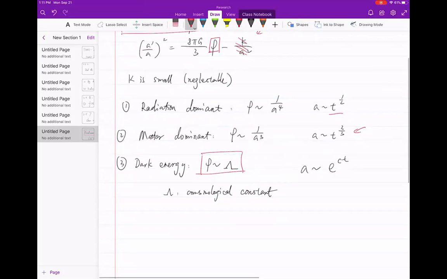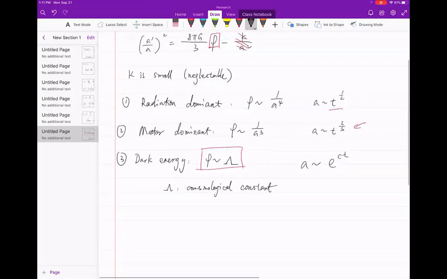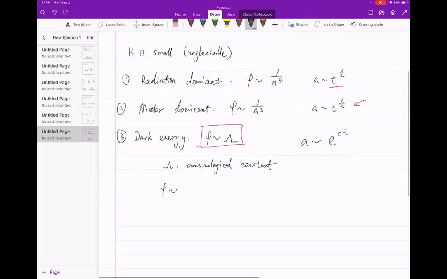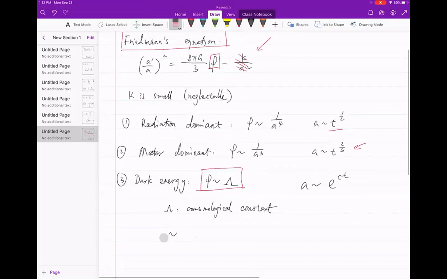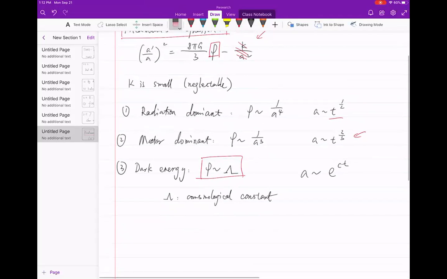The third one, I said the exponential part is correct, but the way I computed it was wrong. So what we have for the third case is that rho is basically a constant. If it's a constant, you ignore the last term. Then what you get is that A prime over A squared is a constant. Therefore, A prime over A is a constant. Therefore, you have something which is exponential. So that explains everything. The key assumption here is that rho is a constant.